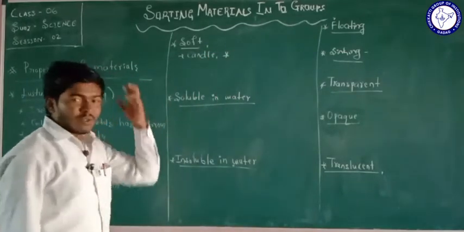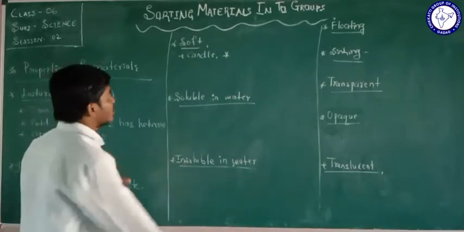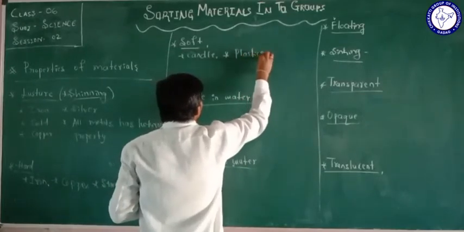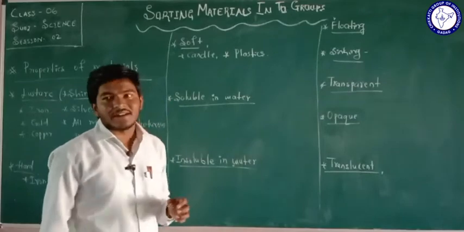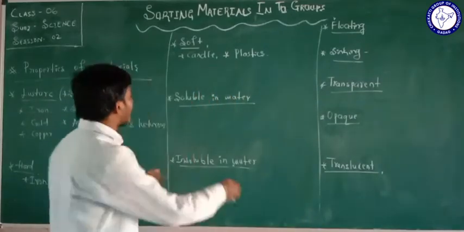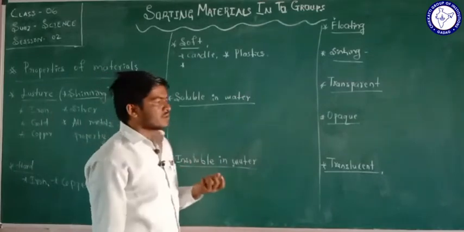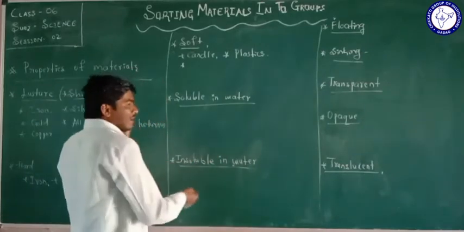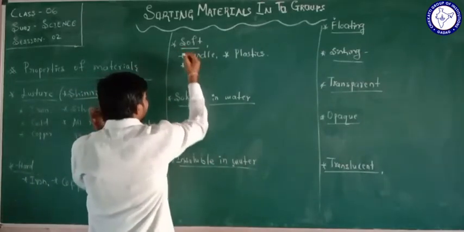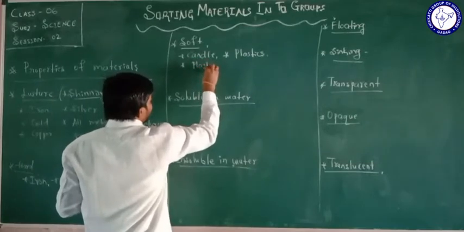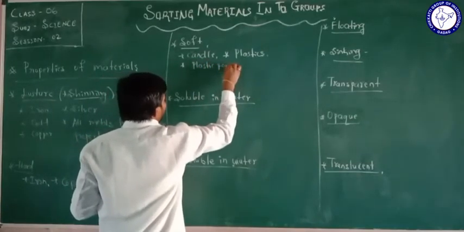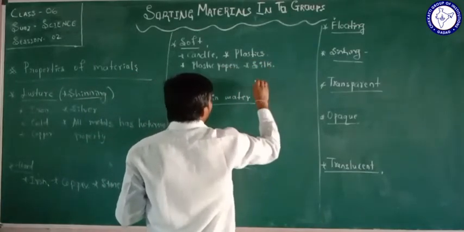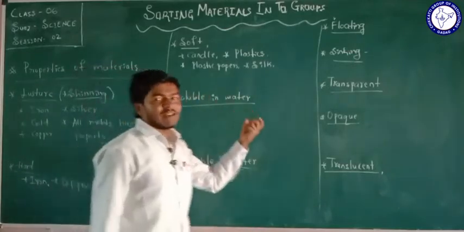And next, what are the examples for the soft materials? Some plastics, moldable plastics, isn't it? Then tell me, wood. Sometimes wood is also a hard material, but it also comes under the soft material. And then plastic, papers, then silk, isn't it? These are all the soft materials we are going to take.